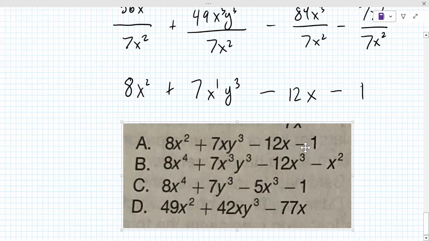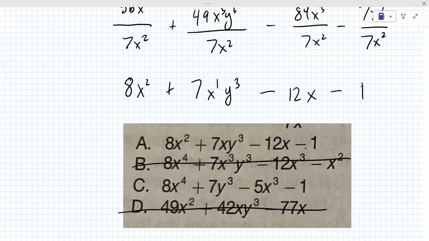Do you see how only A and C have a -1 in there? So you can eliminate B and D. And that will help you on the test. When you cross some out, you're like, okay, I'm not going to look at those anymore. What's the difference between A and C, and which one could it be? A. It is A. Good.